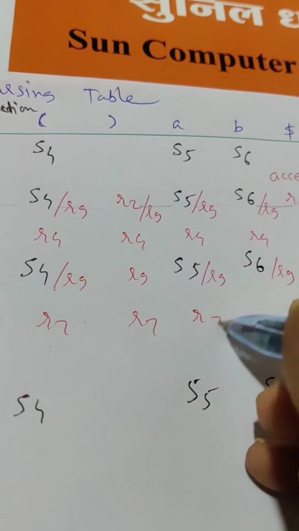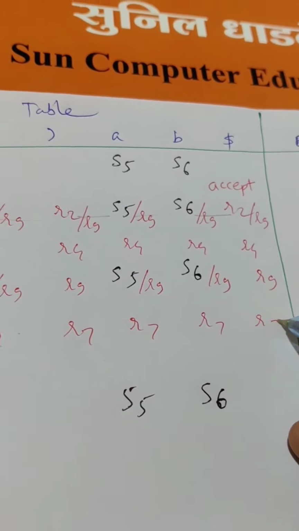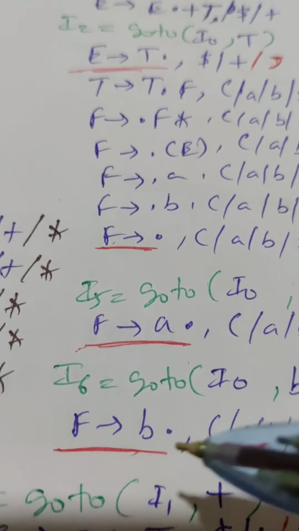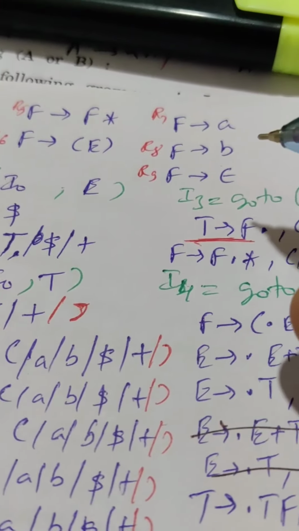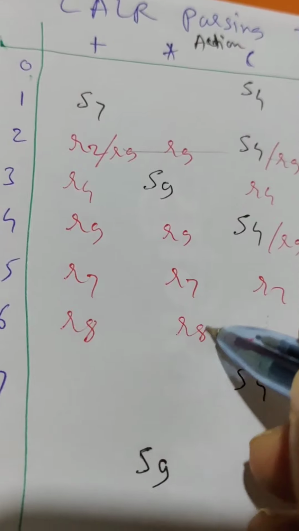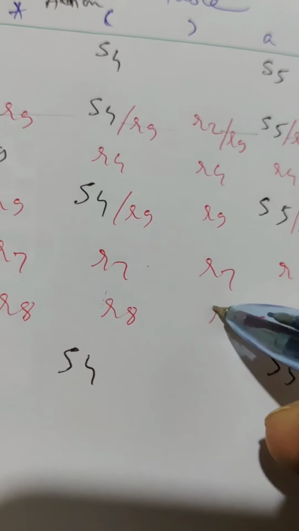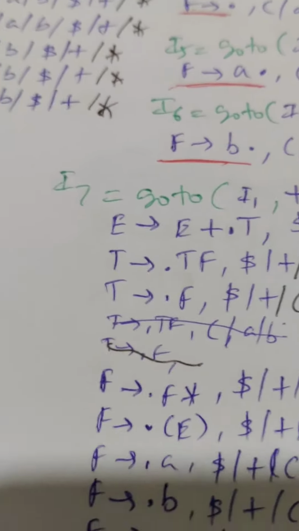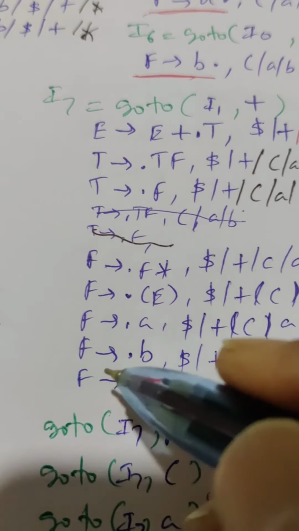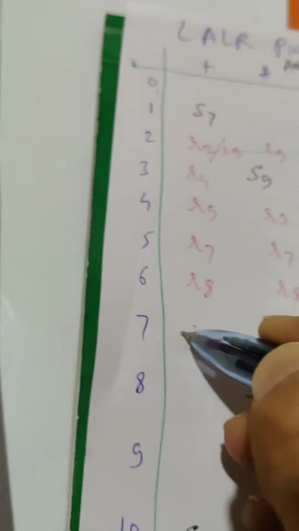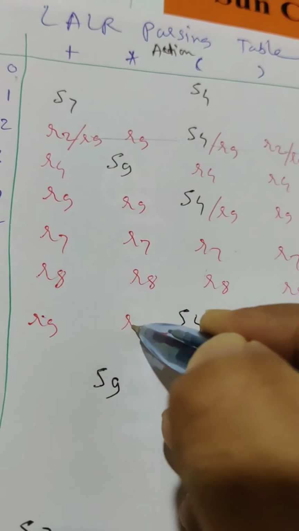Same thing here, atom 6, f goes to B dot. So f goes to B is going to be rule number 8. So here atom number 6 is rule number 8. Done. Now next is going to be atom number 7. Atom number 7, what is finishing here? You can observe here f goes to dot. So rule number 9. So atom number 7 is going to be again rule number 9 everywhere.